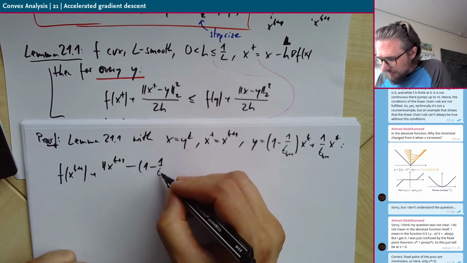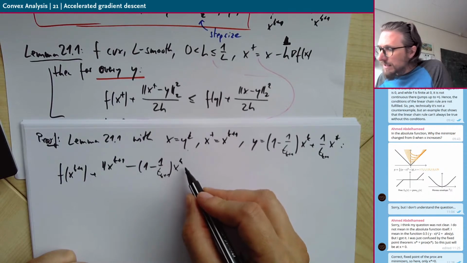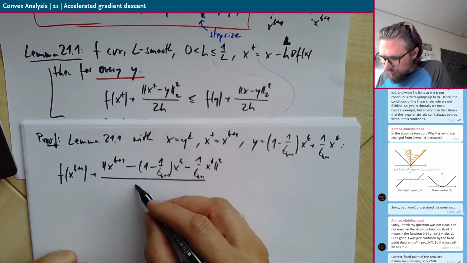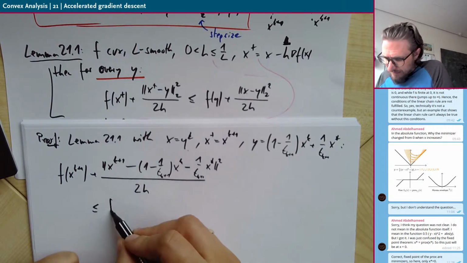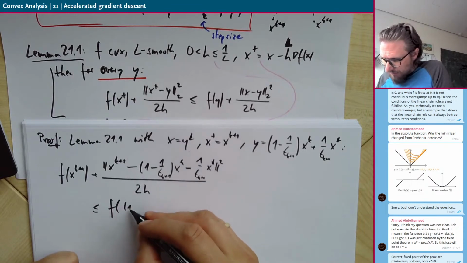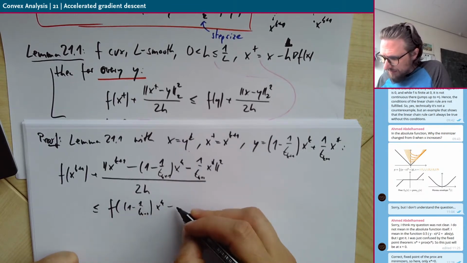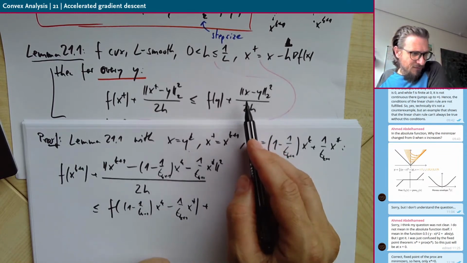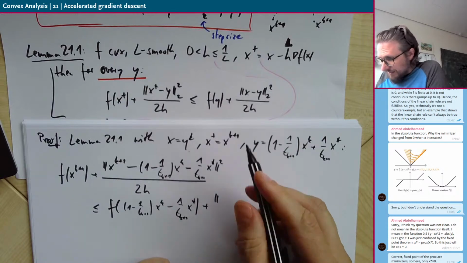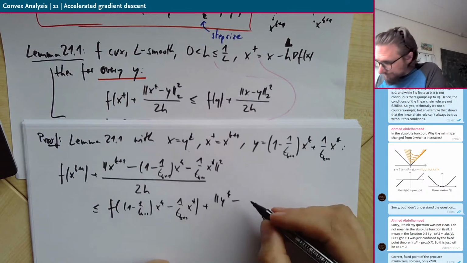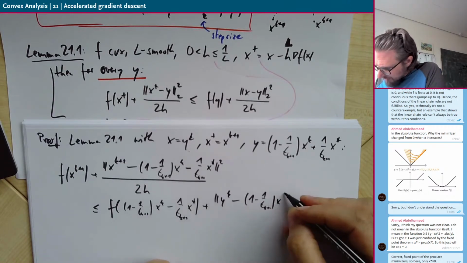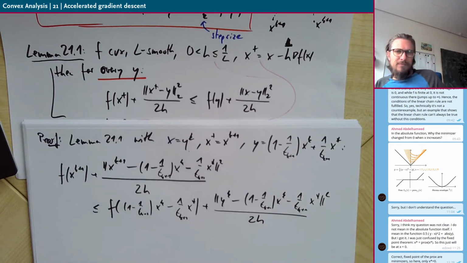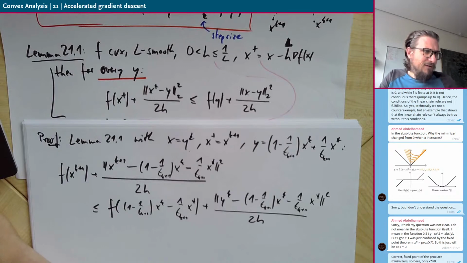1 minus 1 over tk plus 1 xk, and again minus 1 over tk plus 1 x star squared divided by 2h, and smaller or equal f of, again, this guy here, 1 minus 1 over tk plus 1 xk minus 1 over tk plus 1 x star, plus, and then here we have the difference of x minus yk, minus this guy again here, 1 minus 1 over tk plus 1 xk, 1 over tk plus 1 x star squared over 2h. Okay, that doesn't look very nice actually, but you will see that it's good.